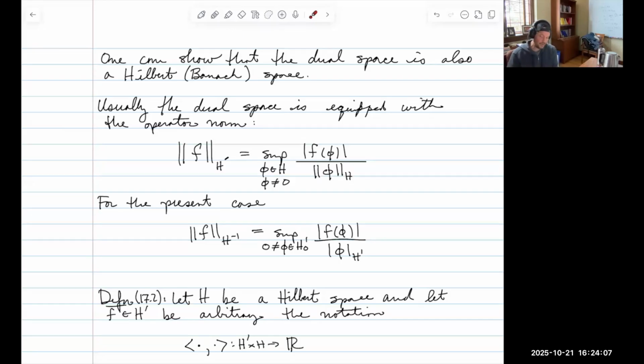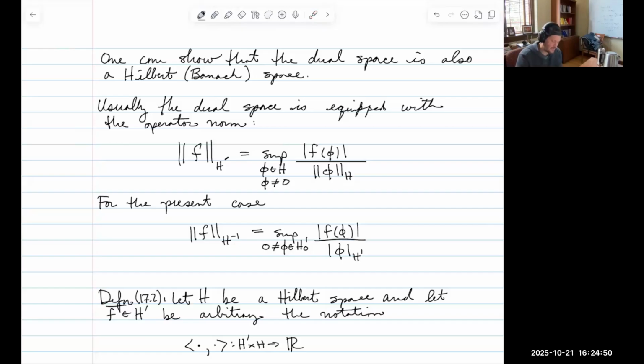So for the present case, what is our operator norm? Our operator norm for H minus 1, that is the dual space of H01, is the same, except the only thing that changes is the norm down here. What is the norm on H01? It's just the semi-norm on H1. And so I've just replaced that with what it is. So this is the working definition of what we mean by the norm on this weird space we're calling H minus 1.